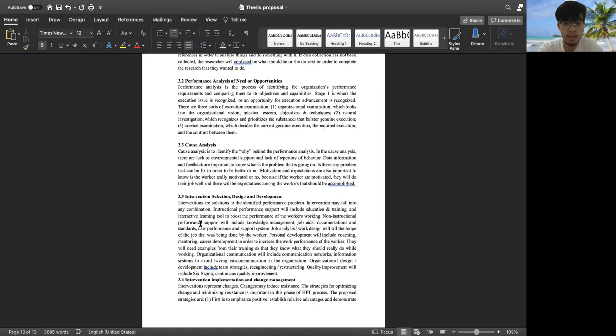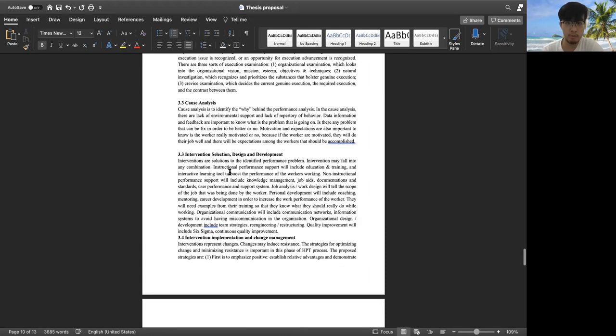Next is the cause analysis. It is to identify the why behind the performance analysis. In the cause analysis, there are lack of environmental support and lack of repertory of behavior. Data, information and feedback are important to know what the problem is that is going on. If there are any problems, we can fix them in order to be better.